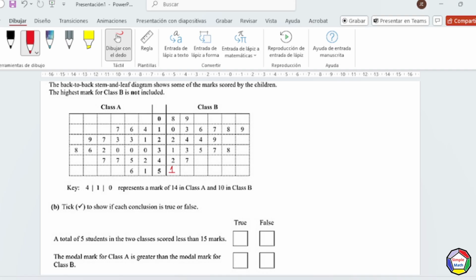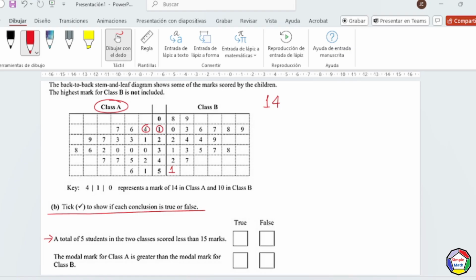So the second question is tick to show if each concludes. It says a total of 5 students in the 2 classes scored less than 15 marks. So less than 15 marks. Let's see what happened in class A. In class A, less than 15 is 1 and 4. 1 and 4 makes the number 14. And that's it.